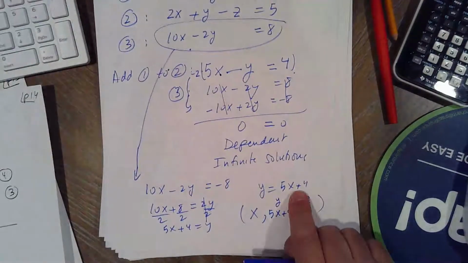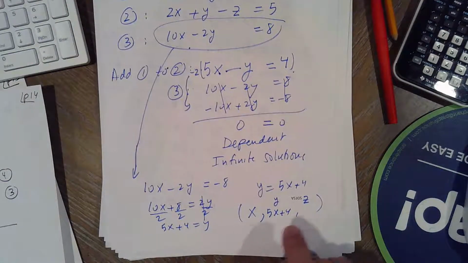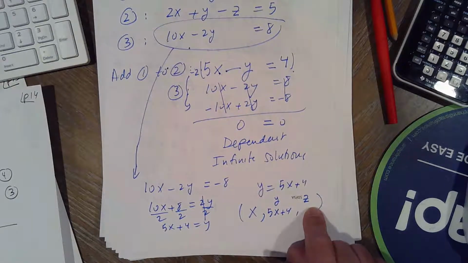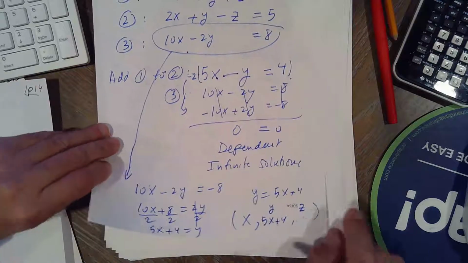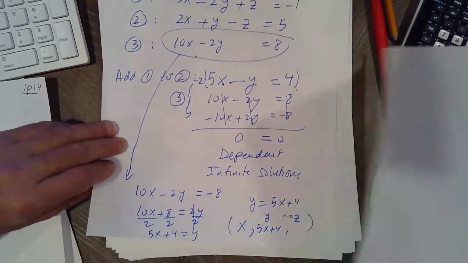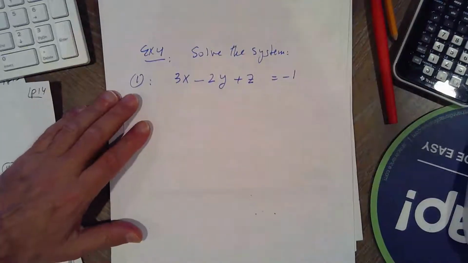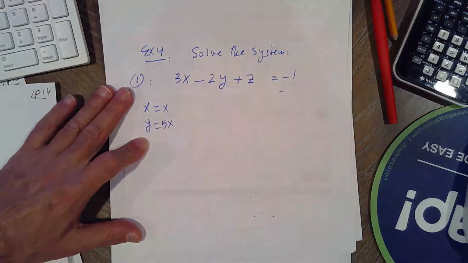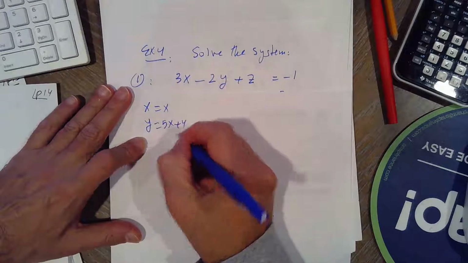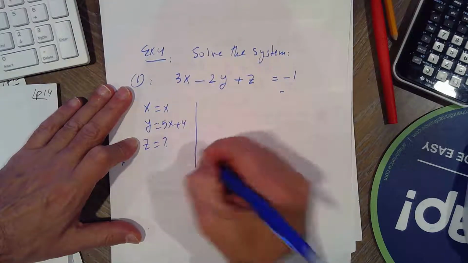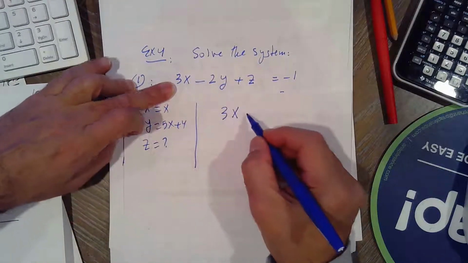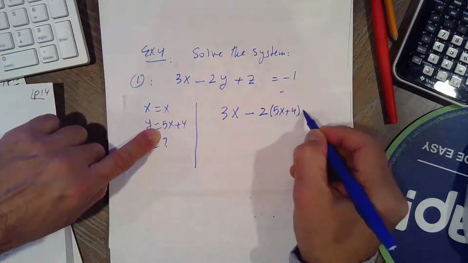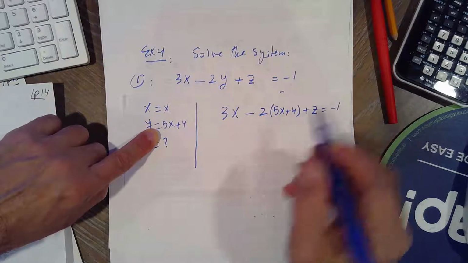If I find y in terms of x, and then I put x for x, 5x plus 4 for y, and then I need z in terms of x. So we're going to go back to the first equation. Remember, x is x, y is 5x plus 4, and we want z in terms of x. Okay, so 3x minus 2y, we're going to put that for y, plus z is negative 1.